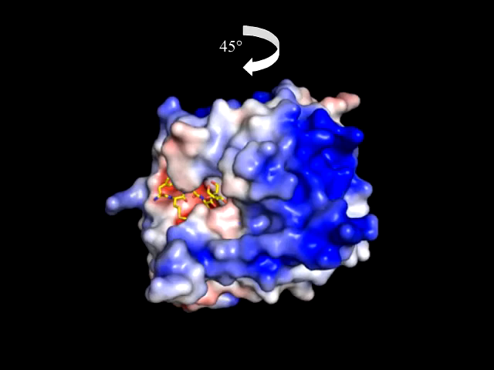And if you rotate this 45 degrees in this direction, so this is on the P prime side here, then you can see this very positively charged exosite 1. This is actually really close to the active site, and so it's really where the P prime part of a substrate peptide will be coming out, and that's how PAR1 recognizes it.